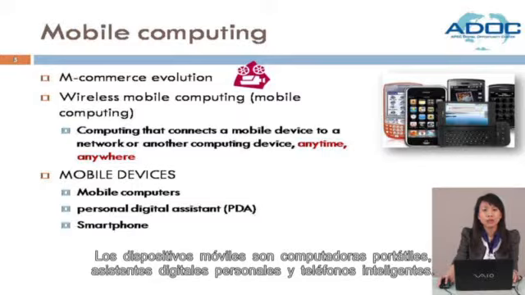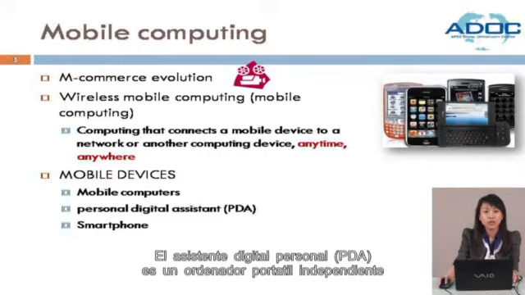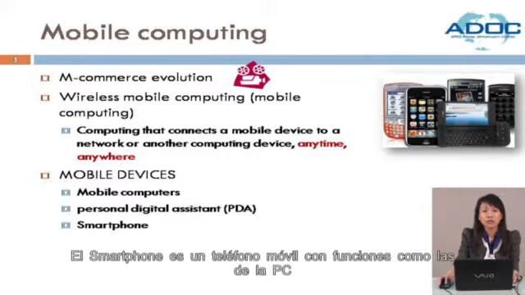Mobile devices include mobile computer, personal digital assistant, and smartphone. Mobile computers are laptop, thin and light notebooks, and tablet PC. The personal digital assistant is a standalone handheld computer mainly used for personal information management. Smartphone is a mobile phone with PC-like functions.